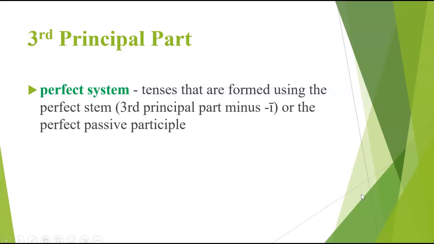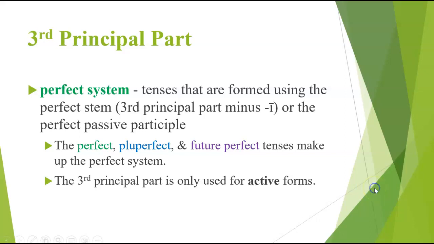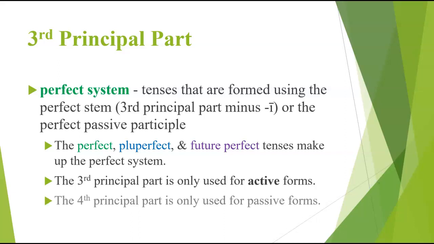So remember that the perfect system are the tenses that are formed using the perfect stem, which is the third principal part minus I, or the perfect passive participle. The perfect, pluperfect, and future perfect tenses make up the perfect system. The third principal part is only used for active forms, and the fourth principal part is only used for passive forms.